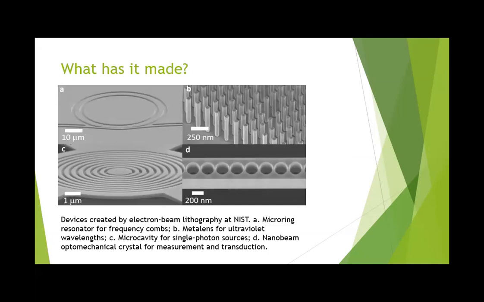So what has it made? Speaking of that, this is from NIST, the National Institute of Standards and Technology. This is some of the things that they've been able to make using electron beam lithography. So here we have a micro ring resonator for frequency combs. I didn't actually look into what all they're doing with this, but you can see you have a scale here of about 10 microns. And then over here you have metalenses for ultraviolet wavelengths, which are much smaller. And then you have a microcavity and a nanobeam optomechanical crystal here. This is all made using the process that we've been talking about, EBL.